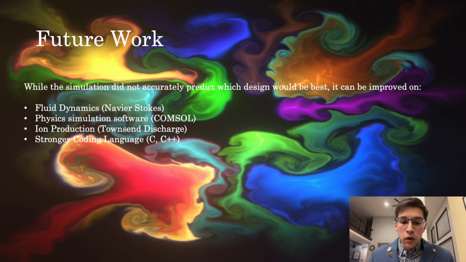So, some future work is to include fluid dynamics and explore how Navier-Stokes can improve the system and how we can include viscosity and resistance forces. Other things to look into are physics simulations like COMSOL or OpenFOAM, which can simulate this as well. Though there's the question of whether looking into another programming language could benefit from this instead of using Python.